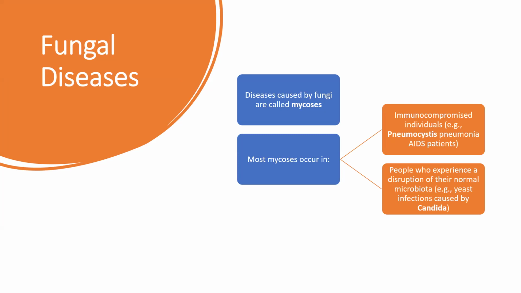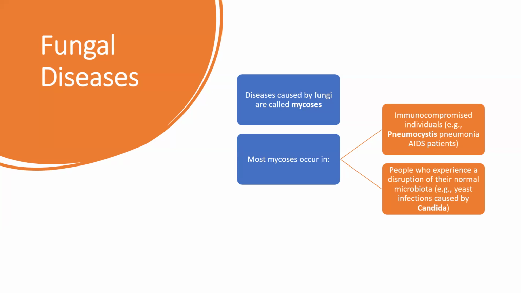All right, so we can have diseases that are caused by fungi. We call these diseases mycoses. And then we've got a couple of options where mycoses exist. One of the most common ways is if you're immunocompromised. This is going to be stuff like pneumocystis pneumonia that AIDS patients get. It is uncommon to get this kind of pneumonia if you're healthy, but if you have a suppressed immune system, then it's fairly common.